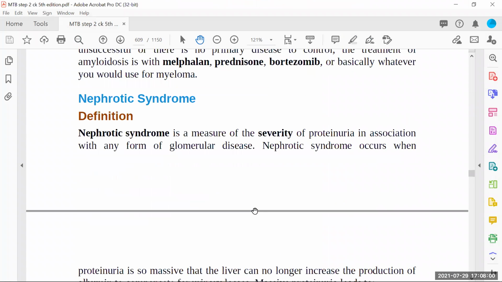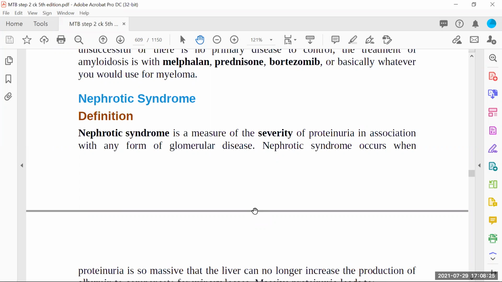For nephrotic syndrome, as the name indicates, nephrotic, nephritis, kidney, it is a measure of the severity of proteinuria in association with any form of glomerular disease. So maybe in this patient, the patient must be having glomerular disease. But of course, we know very well glomerulus, the basement membrane of the glomerulus, when damaged, then what will happen? It can pass protein from inside the body to outside.